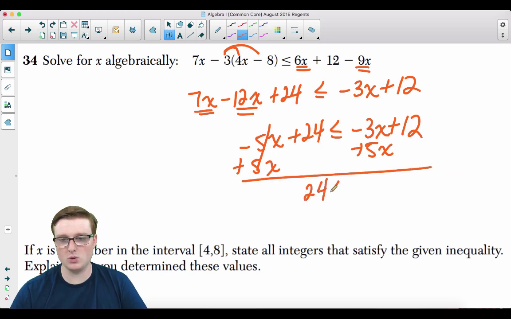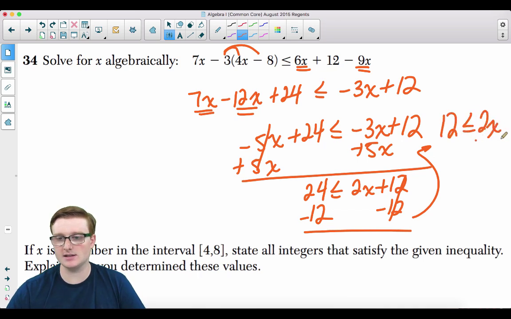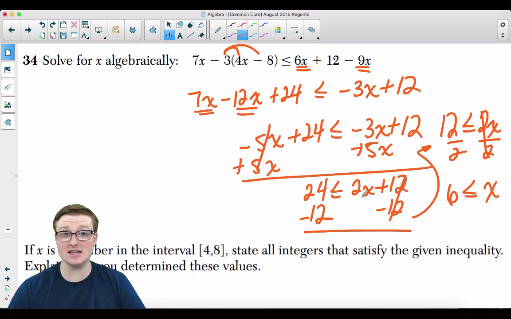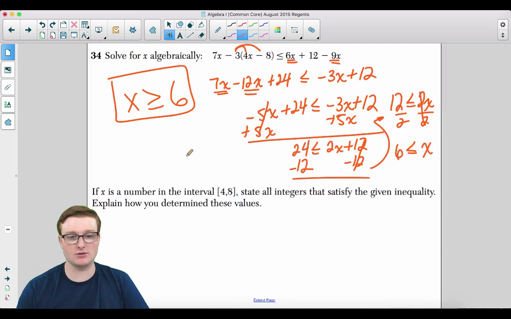So now we get 24 is less than or equal to 2x plus 12. Now we're going to subtract the 12 on both sides. We now get 12 is less than or equal to 2x. Divide by 2 on both sides, and we get 6 is less than or equal to x. Oops. 6 is less than or equal to x, which is just the same thing as saying x is greater than or equal to 6. Make sure that you know both ways on how to write it.